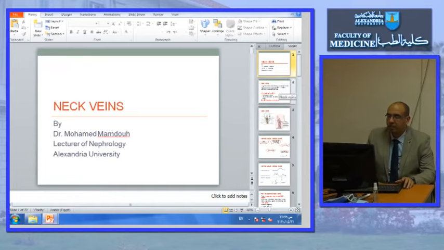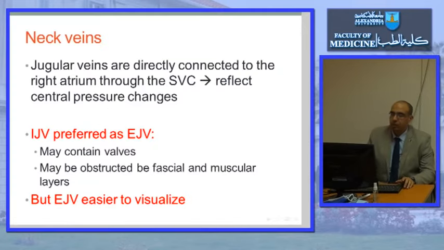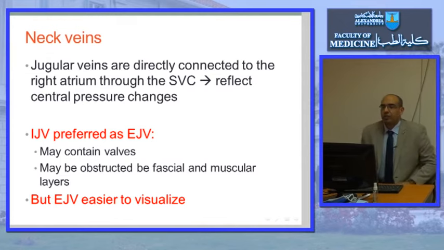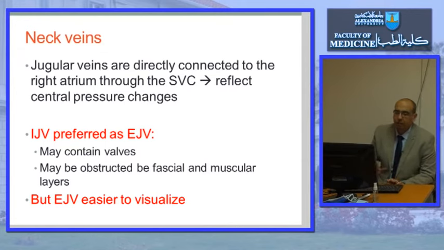Now we will go for neck veins examination. Jugular veins are directly connected to the right atrium through the superior vena cava. So we are examining neck veins to detect pressure changes in the atrium. It is preferred to comment on the internal jugular vein over the external jugular vein. So the internal jugular vein is preferred. Why? Because the external jugular vein might contain valves and it might be obstructed during its passage through fascia and muscle layers. So the internal jugular vein is better. But on the other side, the external jugular vein is easier to visualize.